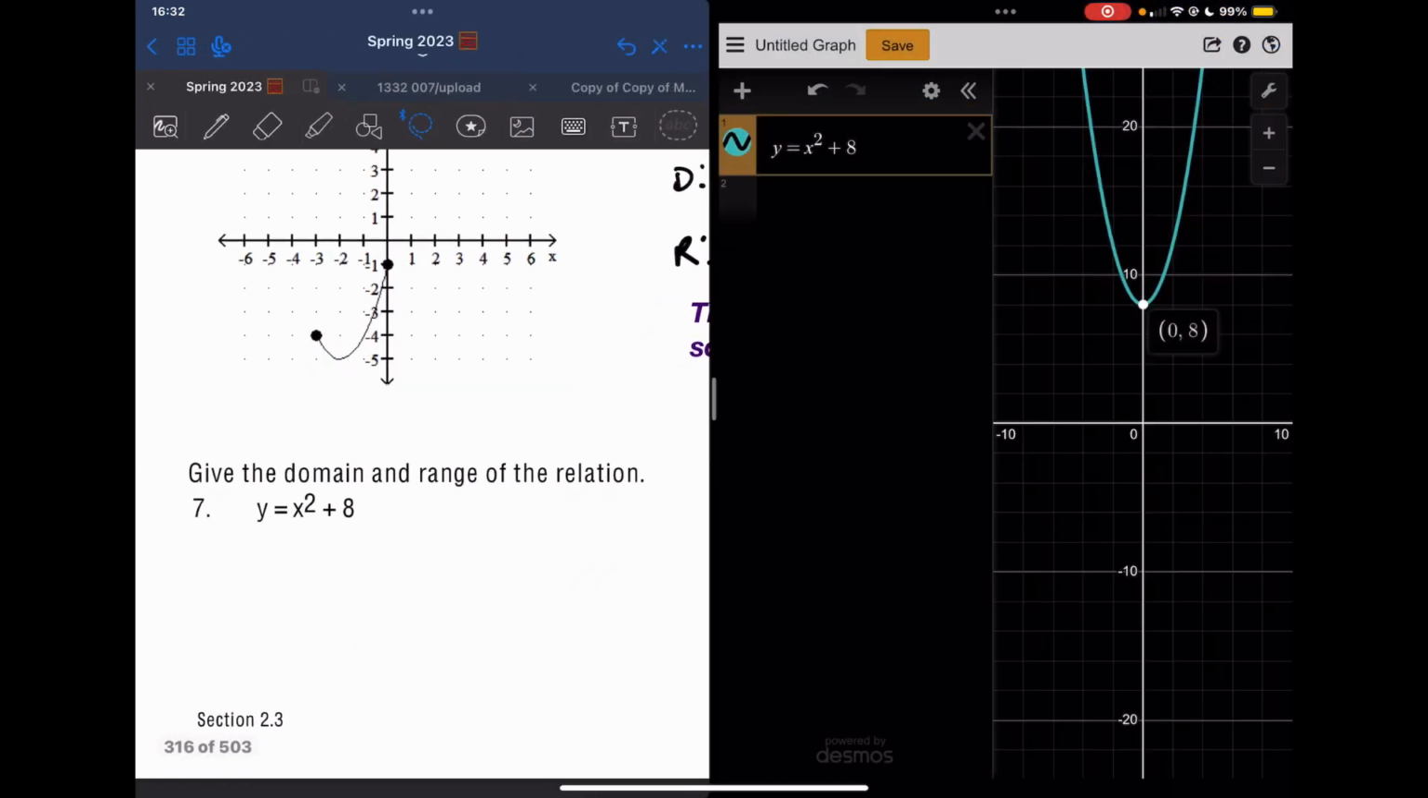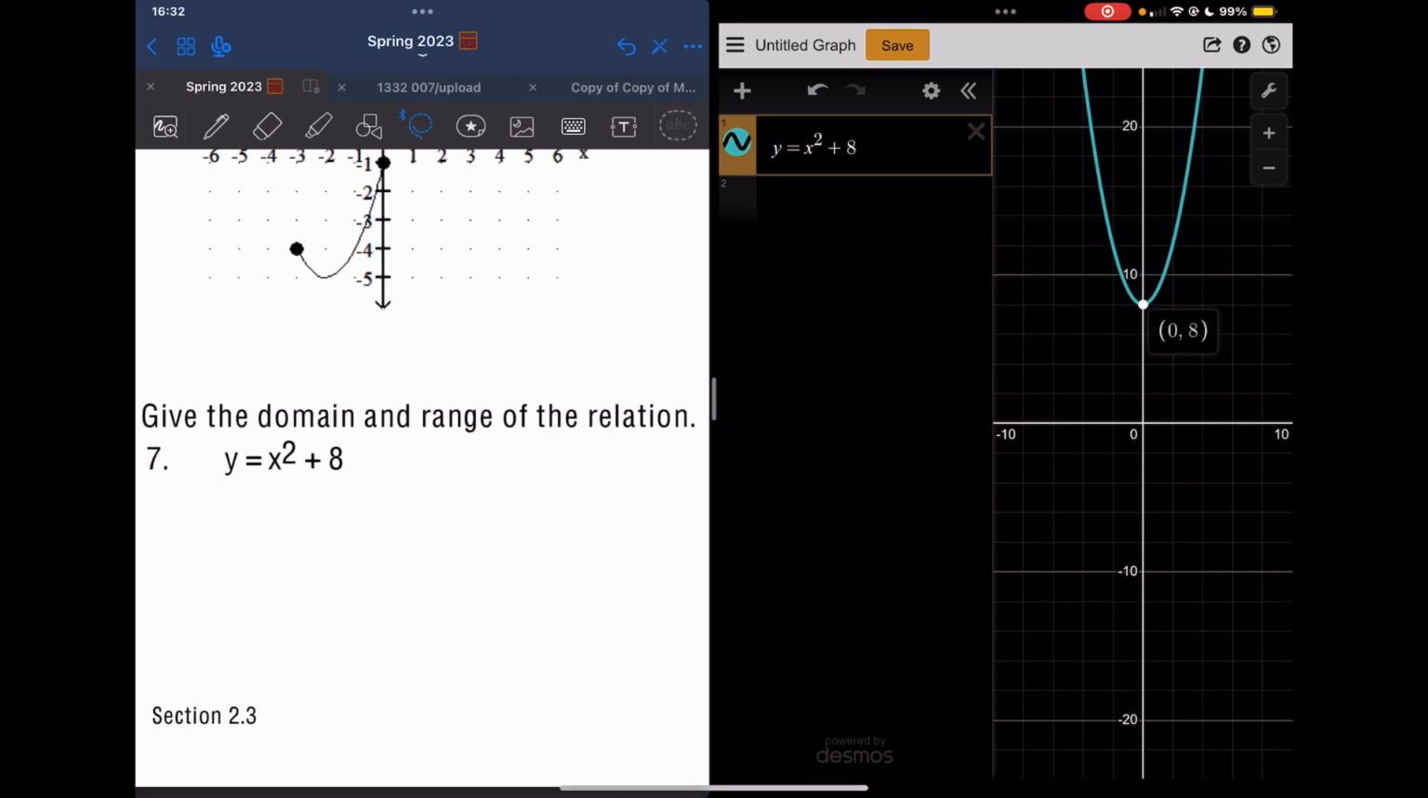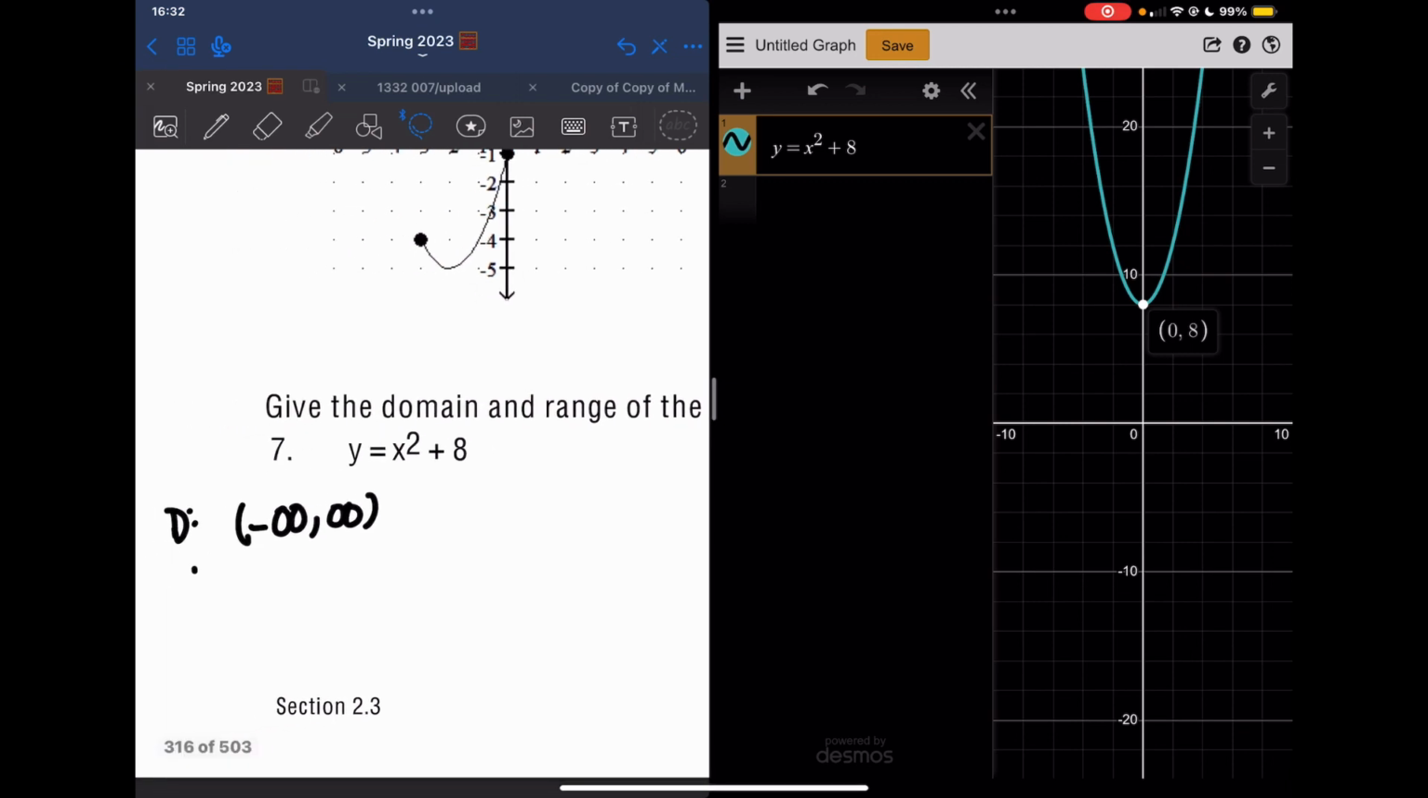Number 7 is asking us to find the domain and range of the relation. The relation is y equals x squared plus 8. The domain is going to be -infinity to infinity, and the range is going to be 8 to infinity. The reason is we look at this number line over here on the right for the graph. Our minimum for the y-axis, or our y-intercept, is going to be 8. So we just continue to open upwards. So it's included through 8 and it goes to infinity.